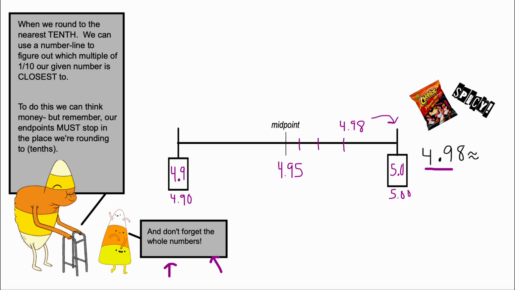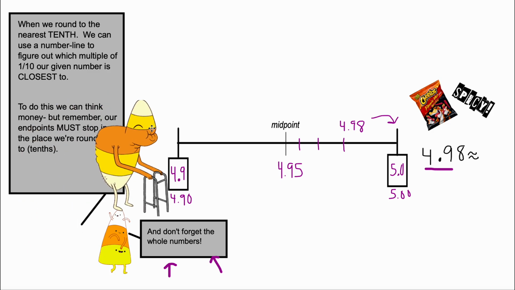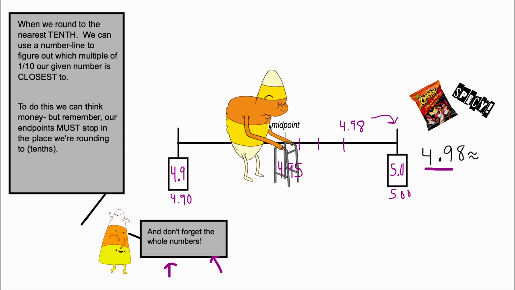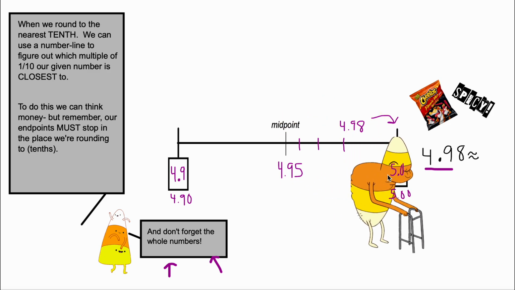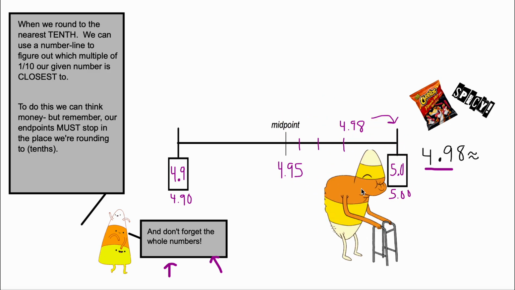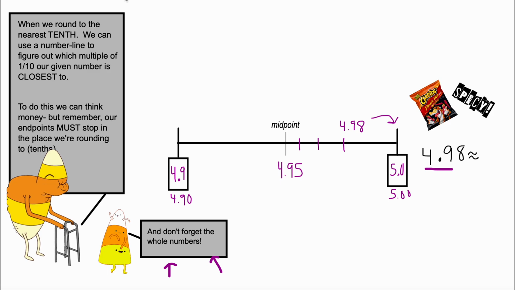We can see $4.98 when rounded to the nearest tenth is going to round to 5 and 0/10. It's closer. Thanks, Cletus Candy Corn. You are so wise in your old age. So we have 5 and 0/10.